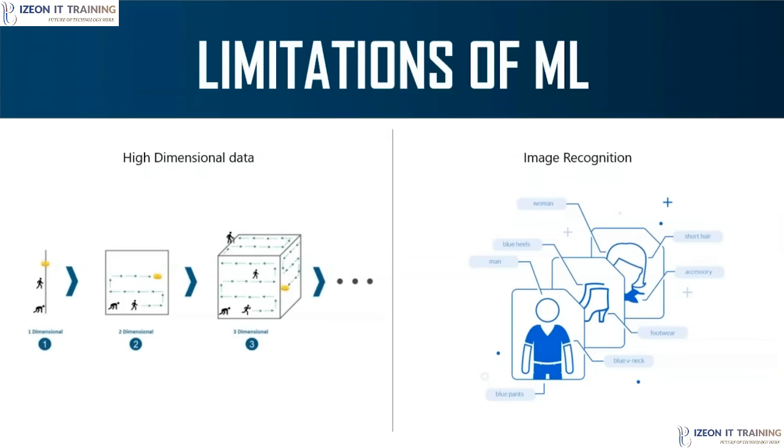So this is why machine learning is restricted. It cannot be used in the process of image recognition because images have a lot of pixels and they have a lot of high dimensional data, right? That's why machine learning becomes very restrictive when it comes to such use cases.